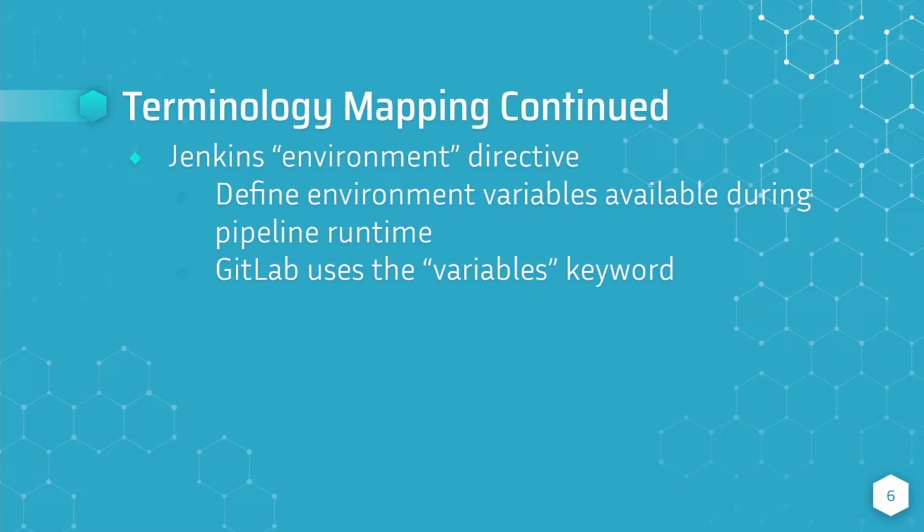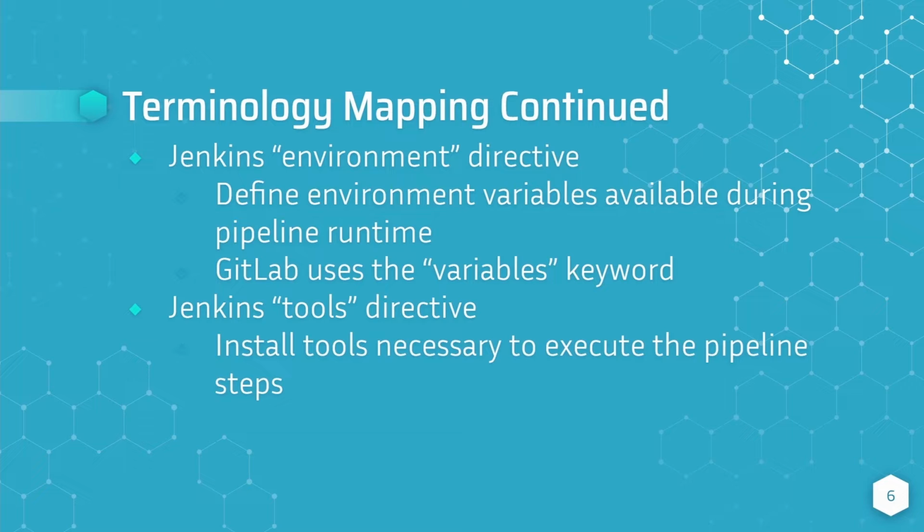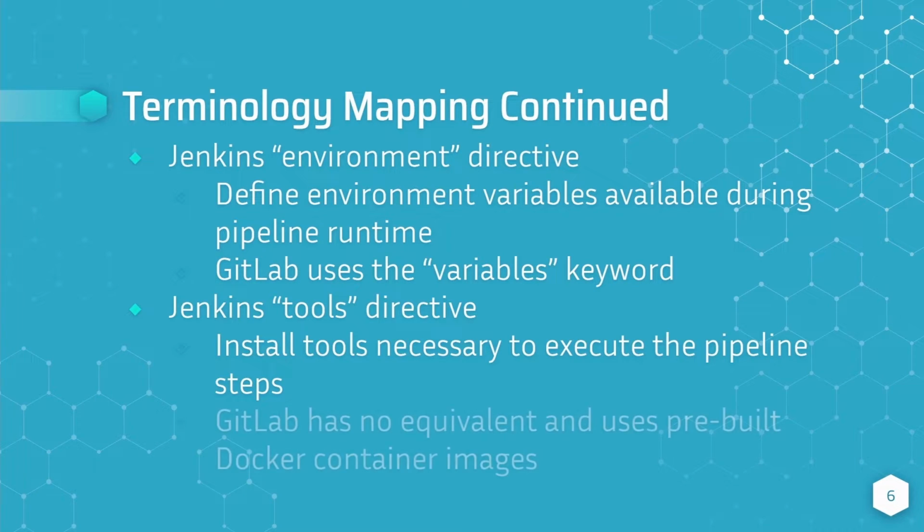The last one is the Jenkins tools directive. This Jenkins directive allows you to install tools that are necessary to execute the pipeline steps. However, there is no equivalent in GitLab for the tools directive, and instead GitLab recommends using pre-built Docker container images. Now that we've defined this mapping between the tools, let's move on to the next part of the tutorial.